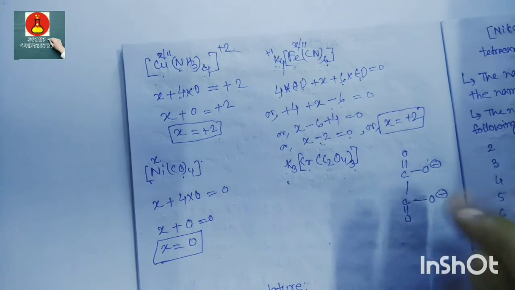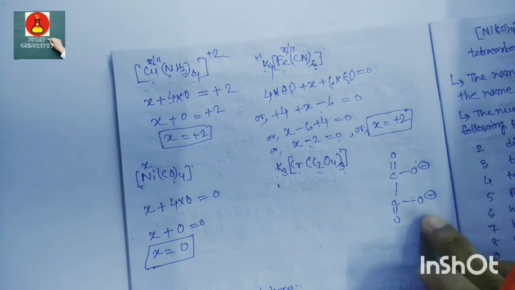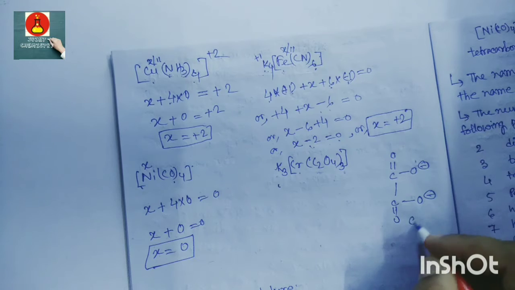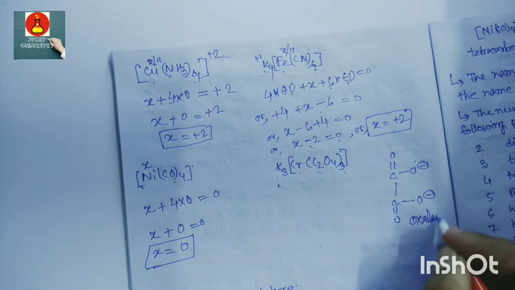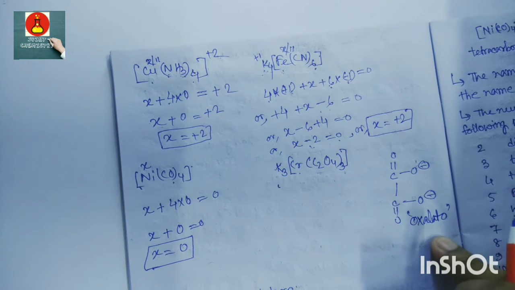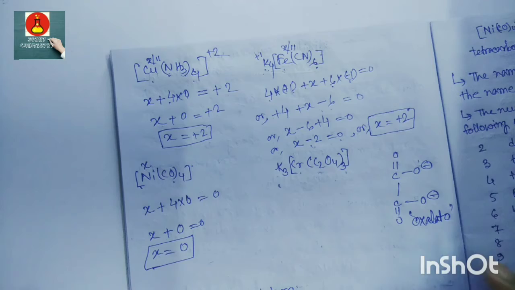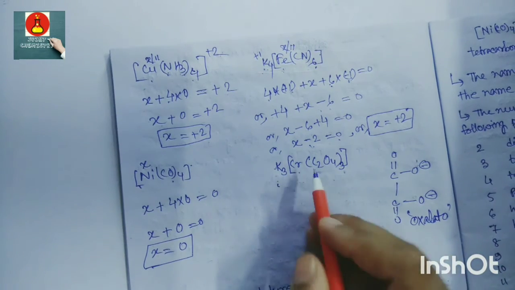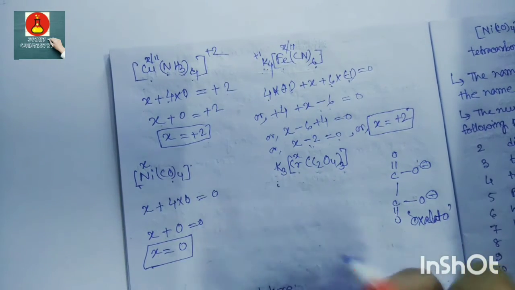Okay, so this is the structure of this oxalate. In the IUPAC naming it is known as oxalato. I already told you the names of so many ligands in the previous video, so you should go and watch that video. Now for this complex, let's say the charge of this chromium is x.